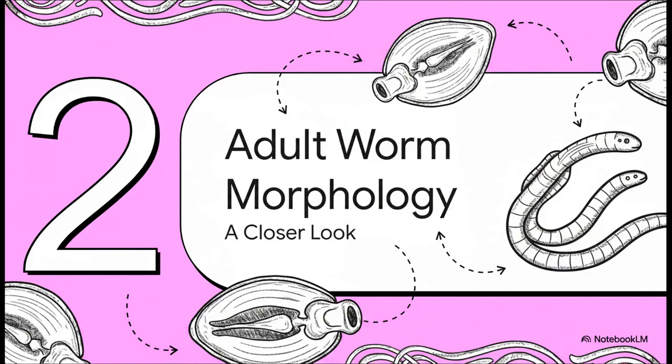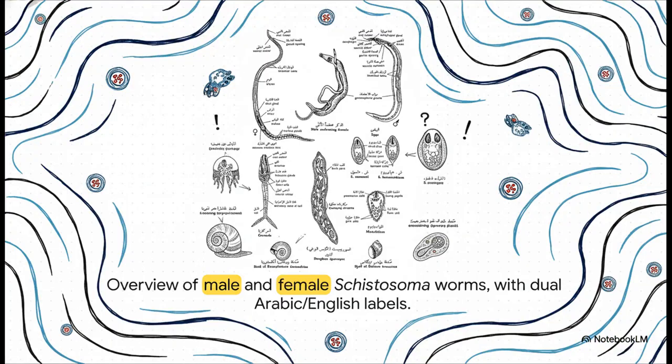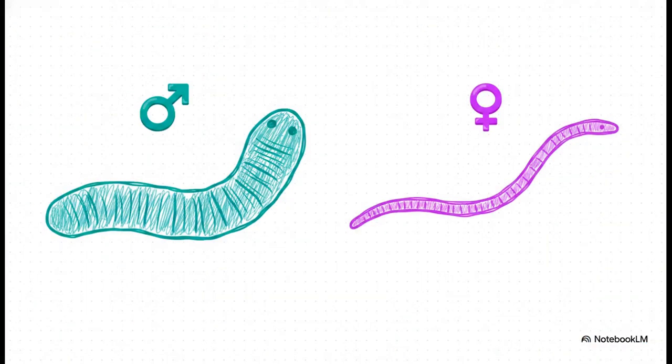All right, so now that we know where it fits, let's take a closer look at the adult worms themselves. This is where we'll see the incredible and pretty unique adaptations that make them trematodes. Now, this slide here gives us a fantastic overview of both the adult male and the adult female worms. Just take a second to look at their general shapes. And you'll notice something really helpful here. The diagrams have labels in both English and Arabic, which should really help you out. So the first thing you'll probably notice is just how different the two sexes are. We call this phenomenon sexual dimorphism.